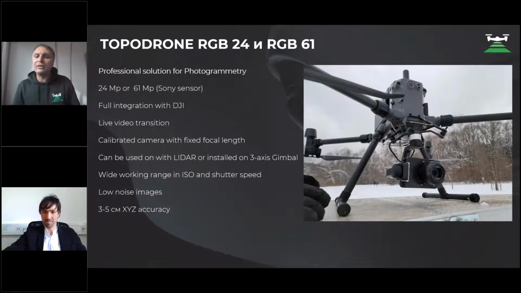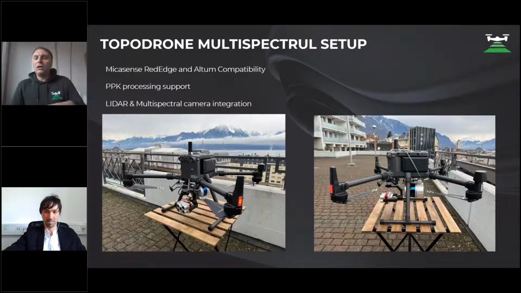And this is why we design and produce right now 24 and 61 megapixel cameras with a very good field of view, which covers the same area as a LiDAR. And our integration with the LiDAR is very wide, and we can use multispectral cameras with the LiDAR. We can use high-resolution cameras with the LiDAR, and all of them are integrated together, and you will get very accurate results, even a multispectral LiDAR point cloud, if you are using multispectral cameras as well.